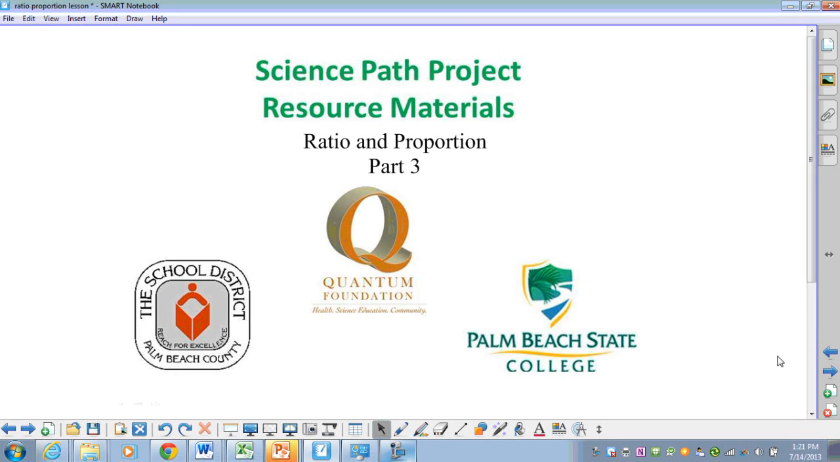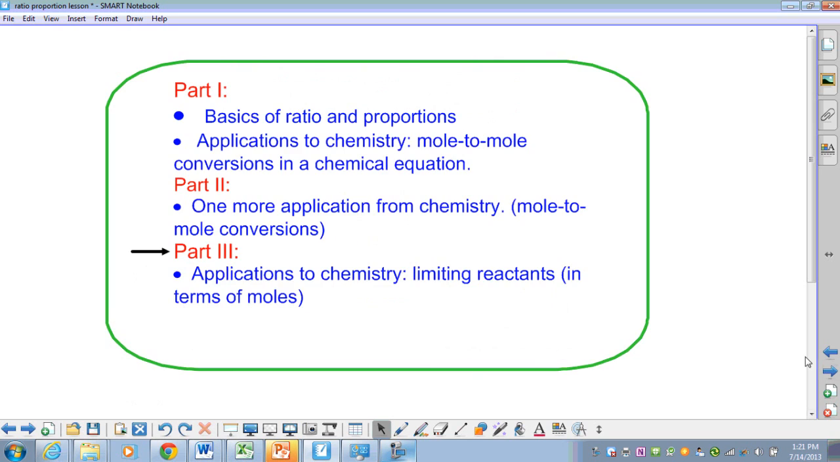Welcome to the third segment on the topic of ratio and proportion. In this segment, we will take a look at further applications to chemistry, such as limiting reactants.